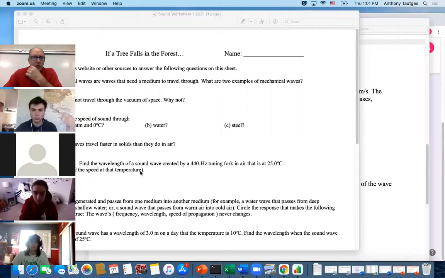Now the next thing I want to go through is the answers to Sound Worksheet 1, which was due yesterday. Let me just share the screen. It's titled, If a Tree Falls in the Forest. Which actually kind of begs the question: if a tree falls in the forest and there's nobody around to hear it, and when I say nobody, I mean nothing. No people, no animals, no bugs, nothing. Does it make a sound? I want to make a poll on this. If a tree falls in the forest and no living thing is around to hear it, does it make a sound?